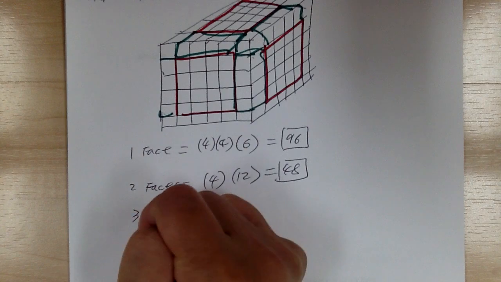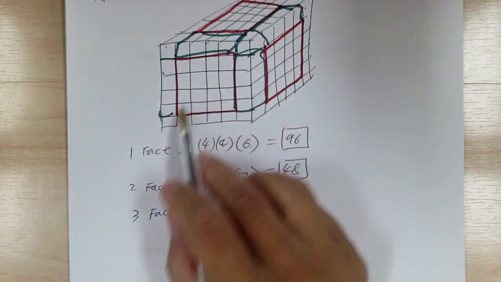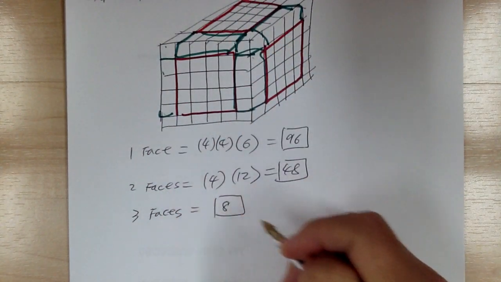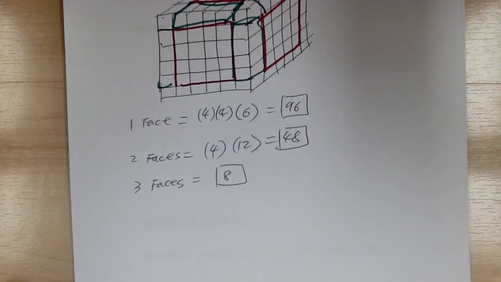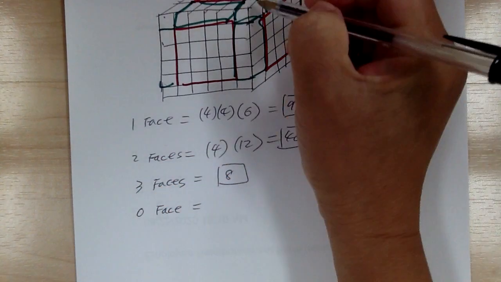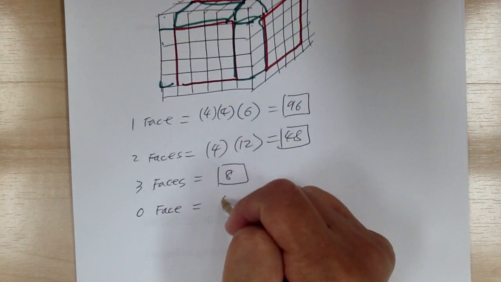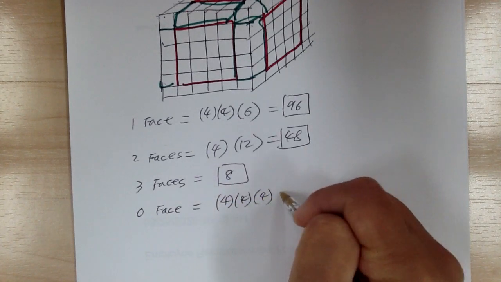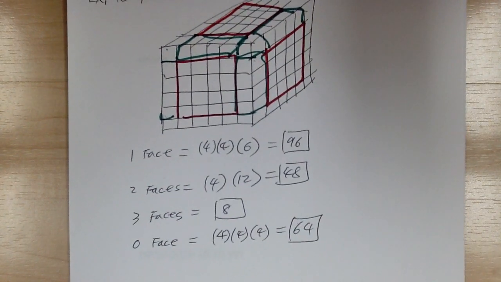And the 3 faces would be the one on the corner. So there would be just 1, 2, 3, 4, 5, 6, 7, 8. Okay. And if you're looking for the north face, okay, so no face painted. So that would be the inside. So there would be the one behind these red ones. Okay, so it would be 4 by 4 by 4, and so it would give you 64. Okay. Okay, let's go to example 18-5.